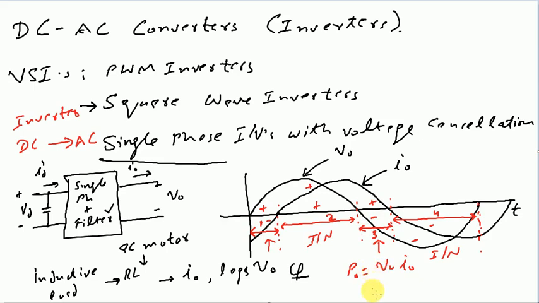Okay, and this is the time interval in which the power flow will be from the AC side to the DC side. So for the other two subintervals, for subinterval 2 and 4, the system is said to be operating in the inverter mode. While the same circuit for subinterval 1 and 3 is said to be working in the rectifier mode.